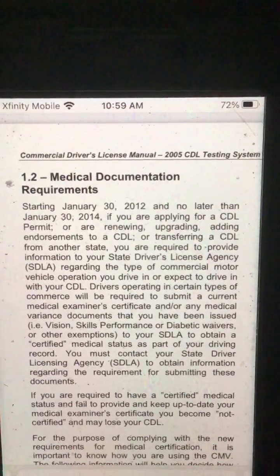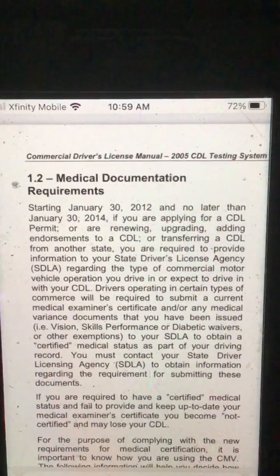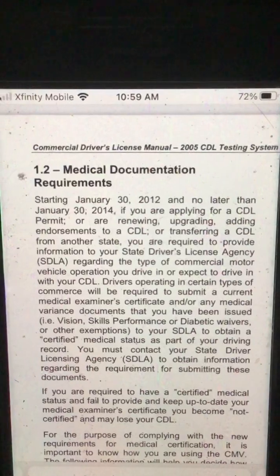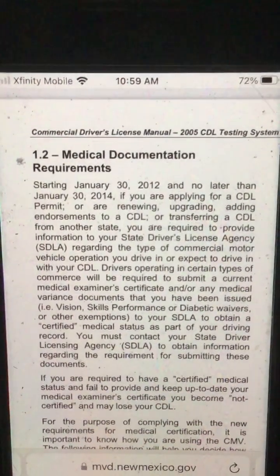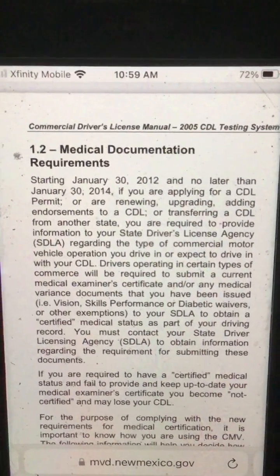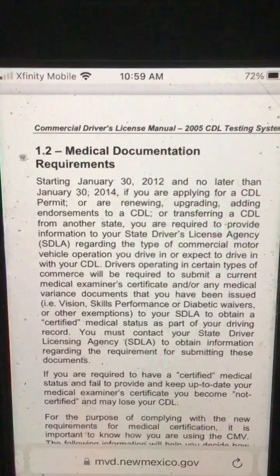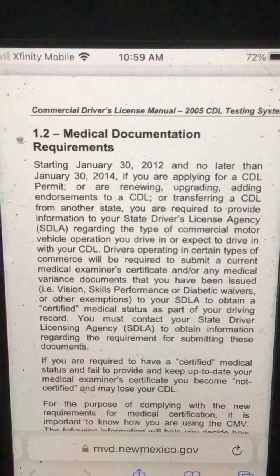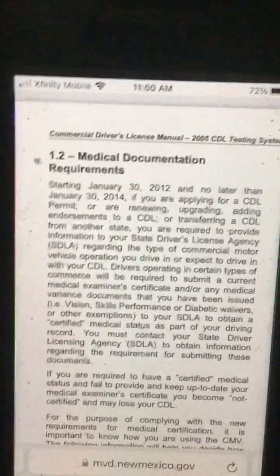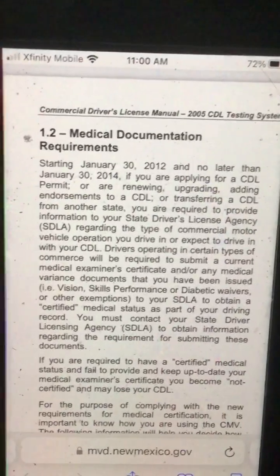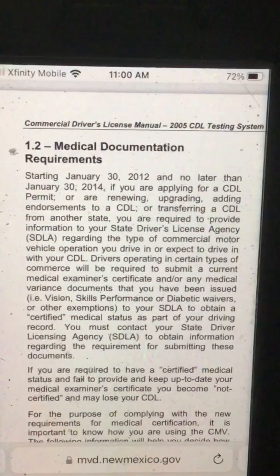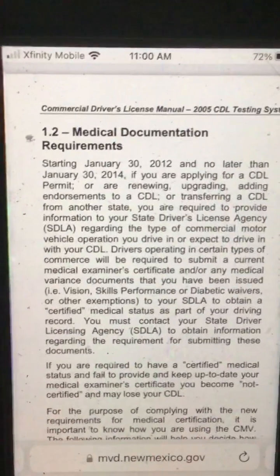If you are applying for a CDL permit or are renewing, upgrading, adding endorsements to a CDL, or transferring a CDL from another state, you are required to provide information to your state driver's license agency, SDLA, regarding the type of commercial motor vehicle operation you drive in or expect to drive in with your CDL.